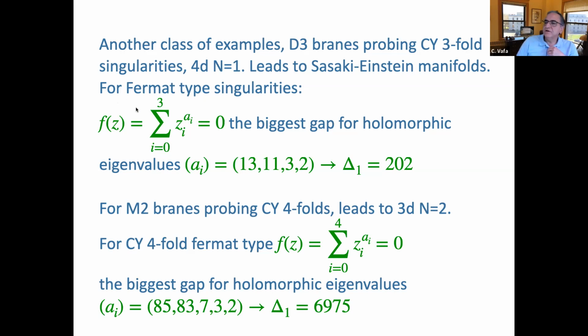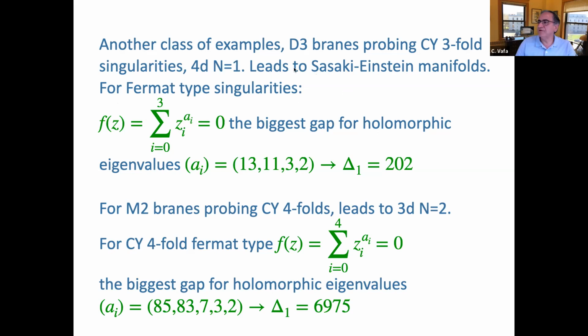For example, consider a Calabi-Yau threefold with a Fermat type singularity, given by a hypersurface in C^4, the sum of Z_i to the power of A_i, with i going from 0 to 3, equal to 0. You bring D3 branes and fill the space-time with them, putting them at the position of the singularity at Z_i equal to 0. That gives you a CFT.